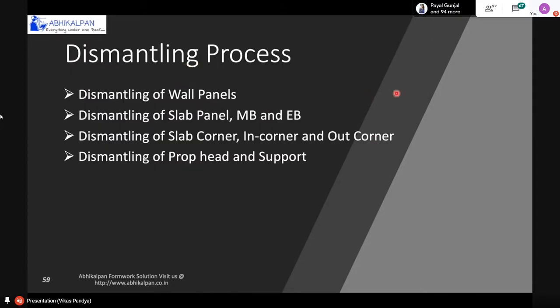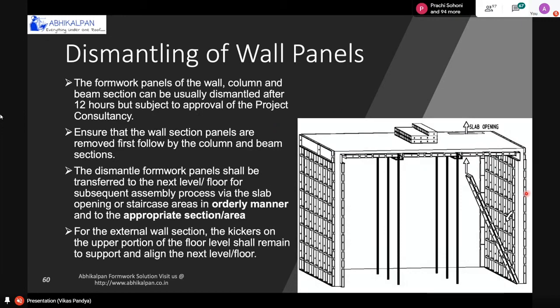Now the next process is the dismantling process. Dismantling will start with the wall panel, then the slab panel, middle beam, end beam, then we will dismantle the slab corner, and finally we will dismantle the prop panel. In this picture you can see the wall panel we will dismantle first using the dismantling tool, and after dismantling the wall panel we have to immediately move the panel to the next floor.